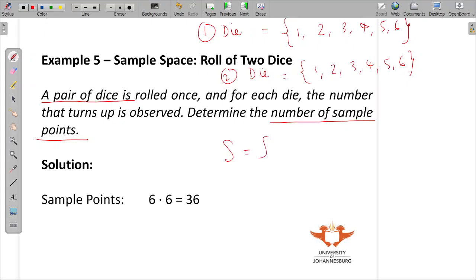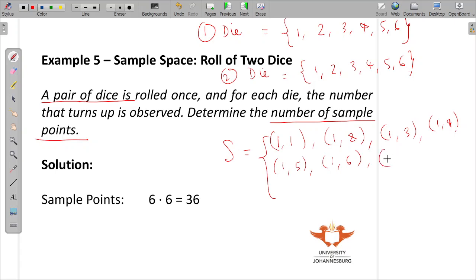In the sample space, if I throw the first one, I can get 1, and throwing the second one, 1 also. First one 1, second one 2. In order for you to find the sample space, you need to go in an orderly manner so that you don't miss out anything. So I can have 1, 3. I can have 1, 4. I can have 1, 5. I can have 1, 6. So I finish with the first one now.